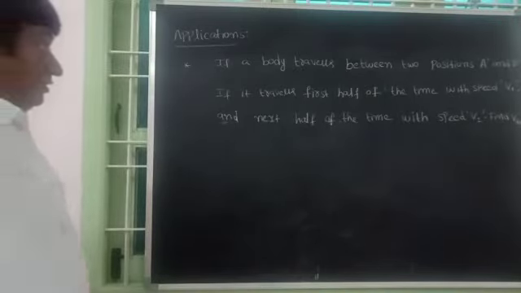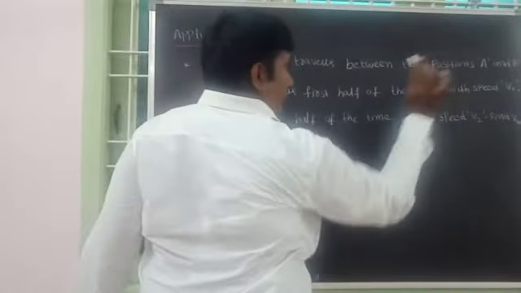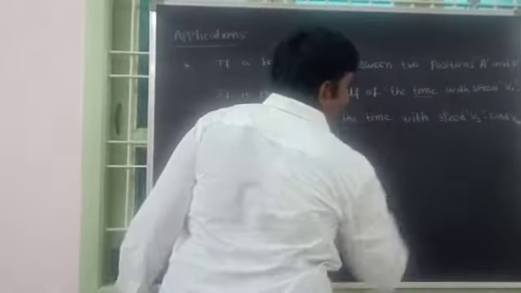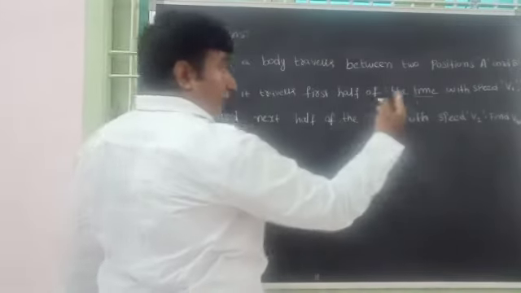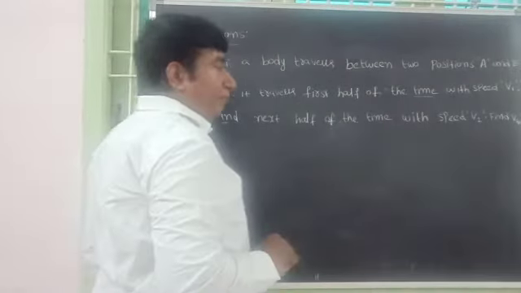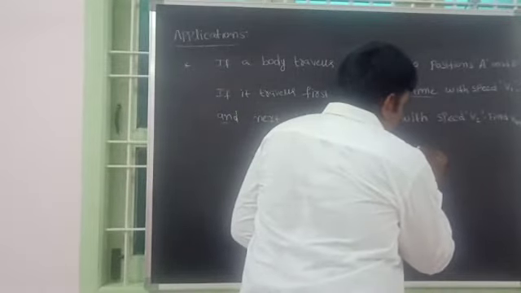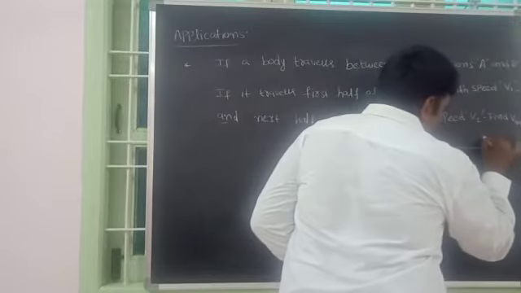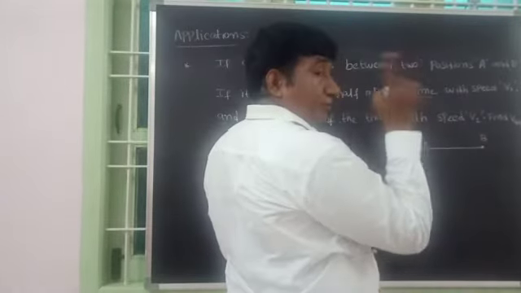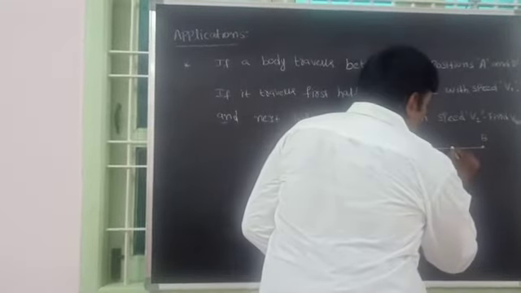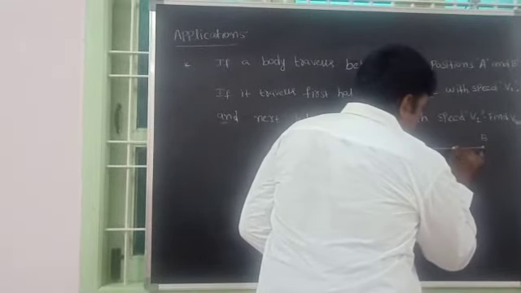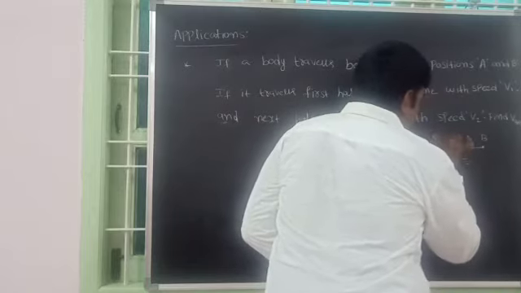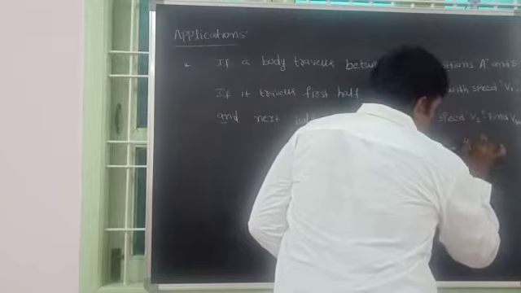So this is the next case. If a body travels between two positions A and B, it travels first half of the time with speed v1 and next half of the time with speed v2. So here I am considering the same concept. Let us consider 2 points A and B. In the previous case they were given distance, but now half of the time: this is the midpoint, this is t by 2, this is t by 2. The speed is v1 and the speed is v2.